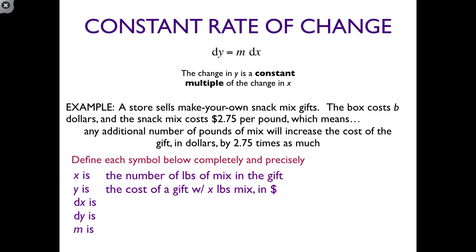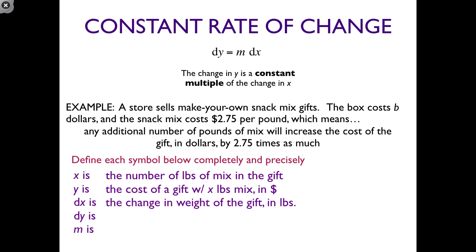So if X is the number of pounds of mix in the gift, dx represents that we're changing that number of pounds of mix in the gift. There's a lot of different ways you could phrase this, but it's not just the total number of pounds or the current number of pounds as you're putting it together. It's a change that you've made, so from one thing to another. If you remember from the gigabytes of memory example, it was the X final minus X initial. Final minus initial, that's that small change.